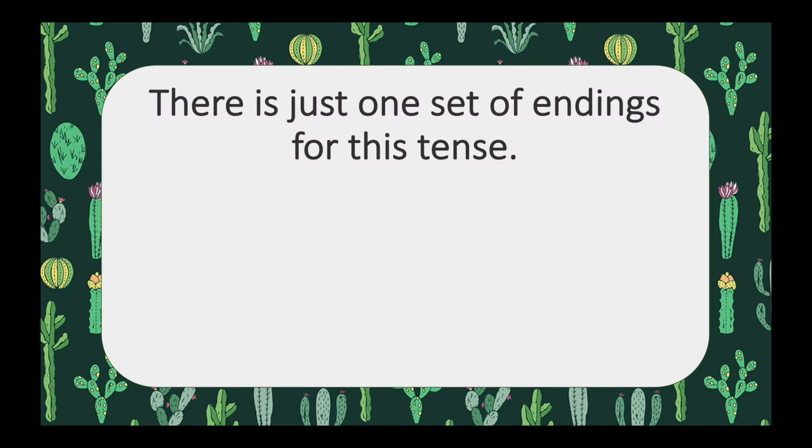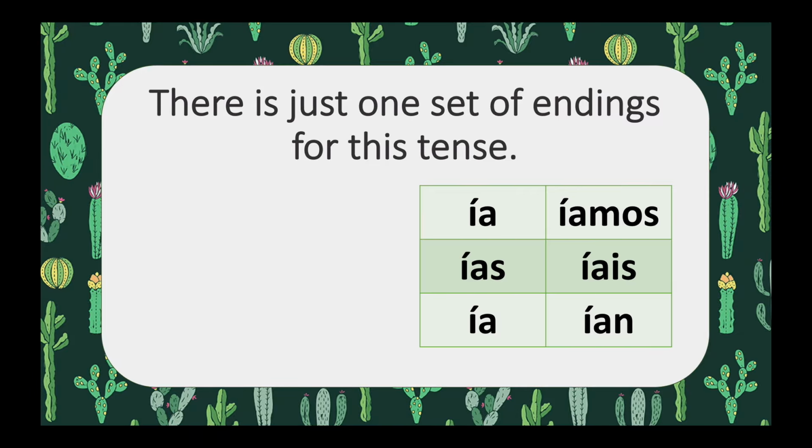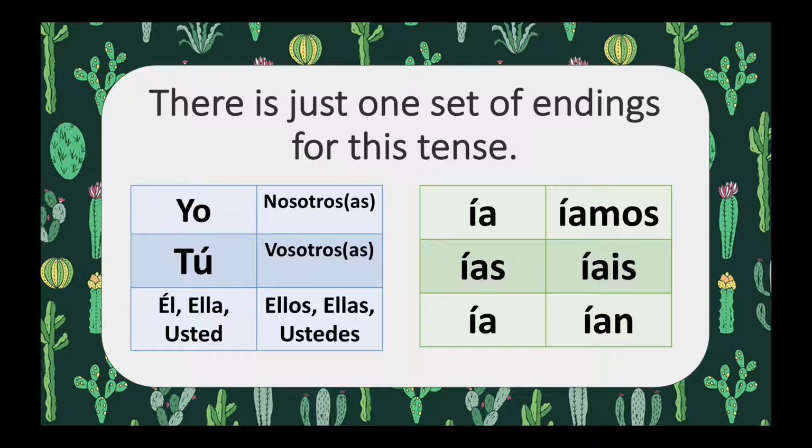There's just one set of endings for this tense. That's awesome. Ía, ías, ía, íamos, íais, ían. So these endings correlate with our subject pronoun chart. That's why we have them in the exact places that they are. So yo lines up with ía, tú lines up with ías, él, ella, usted lines up with ía, nosotros, nosotras lines up with íamos, vosotros, vosotras lines up with íais, and ellos, ellas, ustedes lines up with ían.